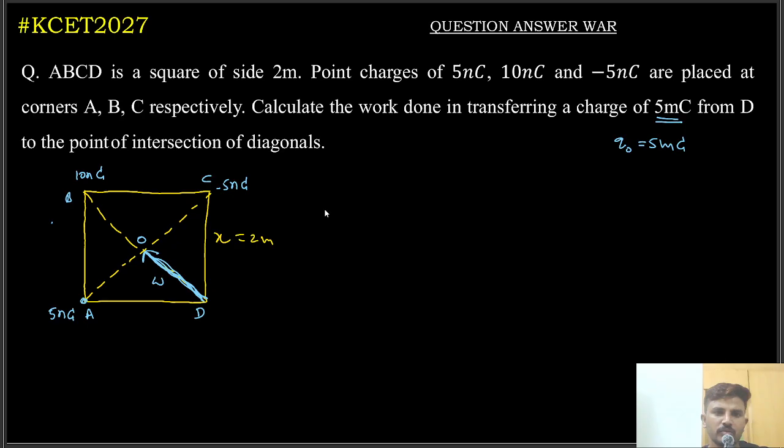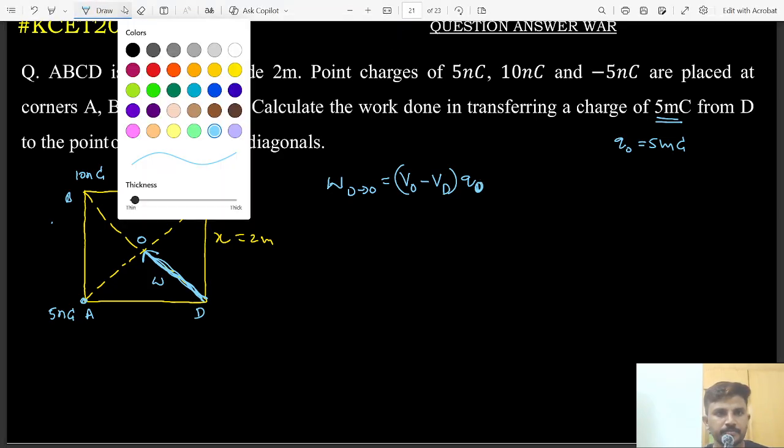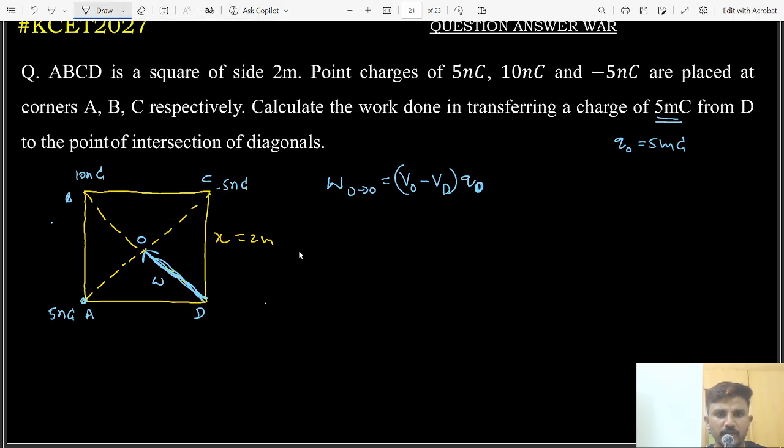So what is the work done for this? Work done to move the charge from D to O is given by final potential at O minus initial potential at D, into the moving charge, that is Q naught or QD also you can consider. So we need to find out the electric potential at O. Let me find it. I'll give you the formula for that.